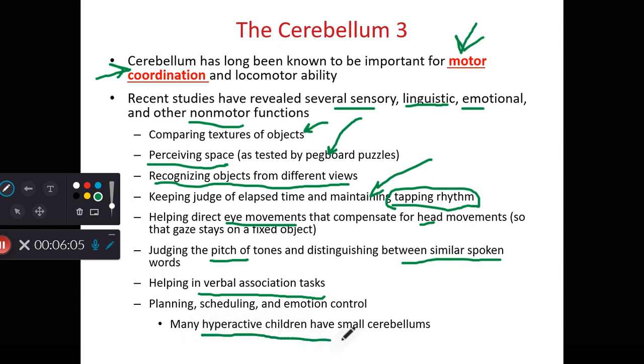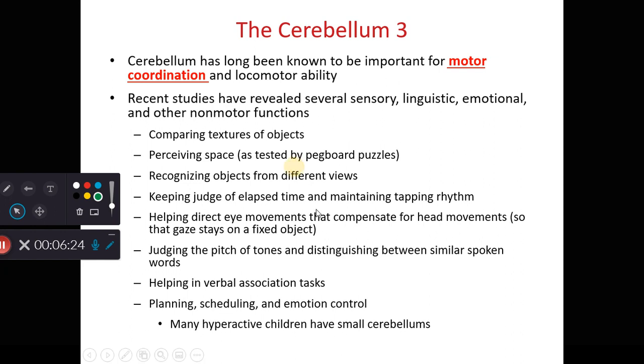Hyperactive children tend to have small cerebellums. And I'm laughing because I've been diagnosed with ADD. My wife's been diagnosed with ADD, and I guarantee my kids have ADD. They are just bonkers. Apparently, my kids and myself, apparently everyone in my family has a small cerebellum. Oh, I get a kick out of that.